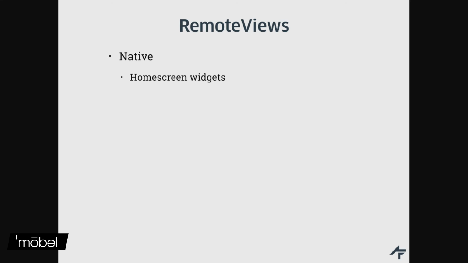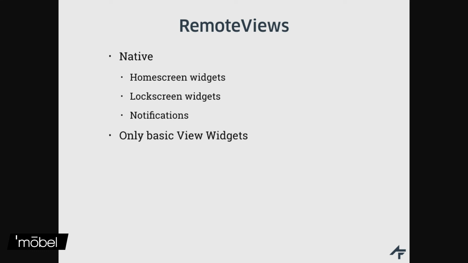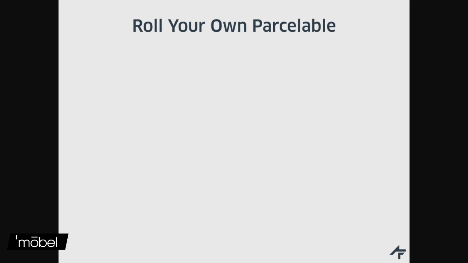You can't access remote views or home widgets directly. Lock screen widgets and custom notifications are remote views as well. But you can only use basic view widgets. So the text view, the image view, but a full navigation view from the Android system, you're not gonna be able to push that as a remote view. But they are parcelable. So again, that serializable part. So you could roll your own parcelable.